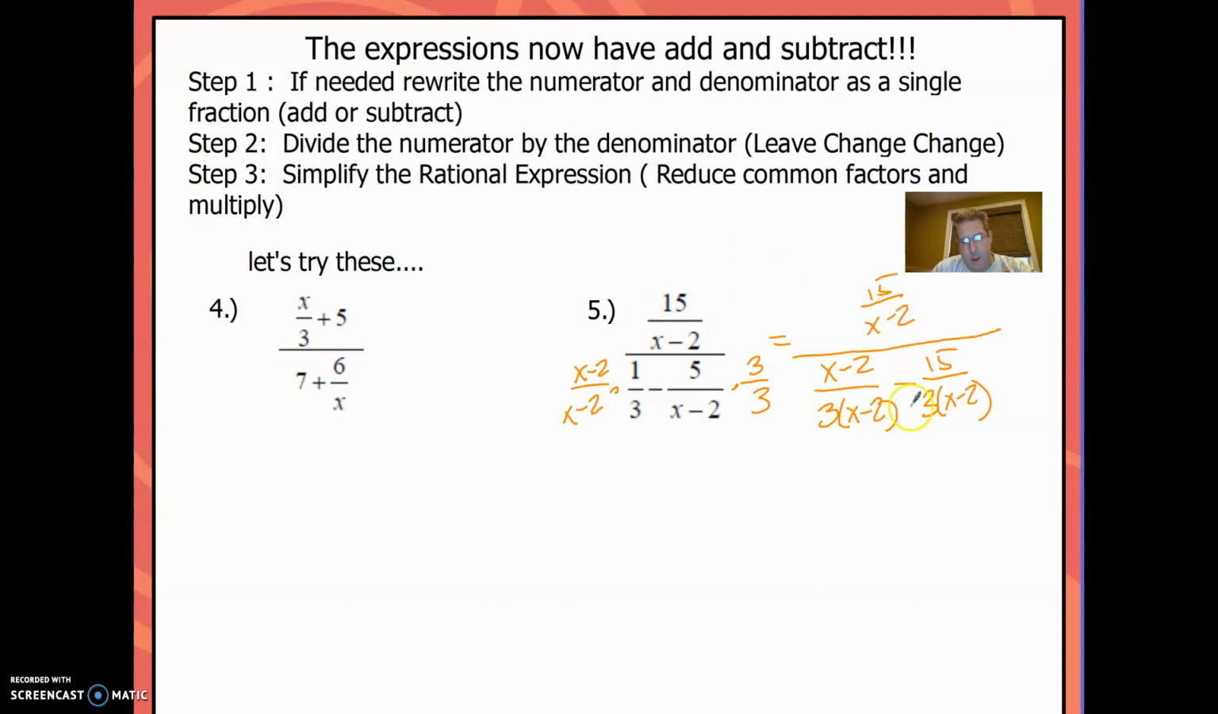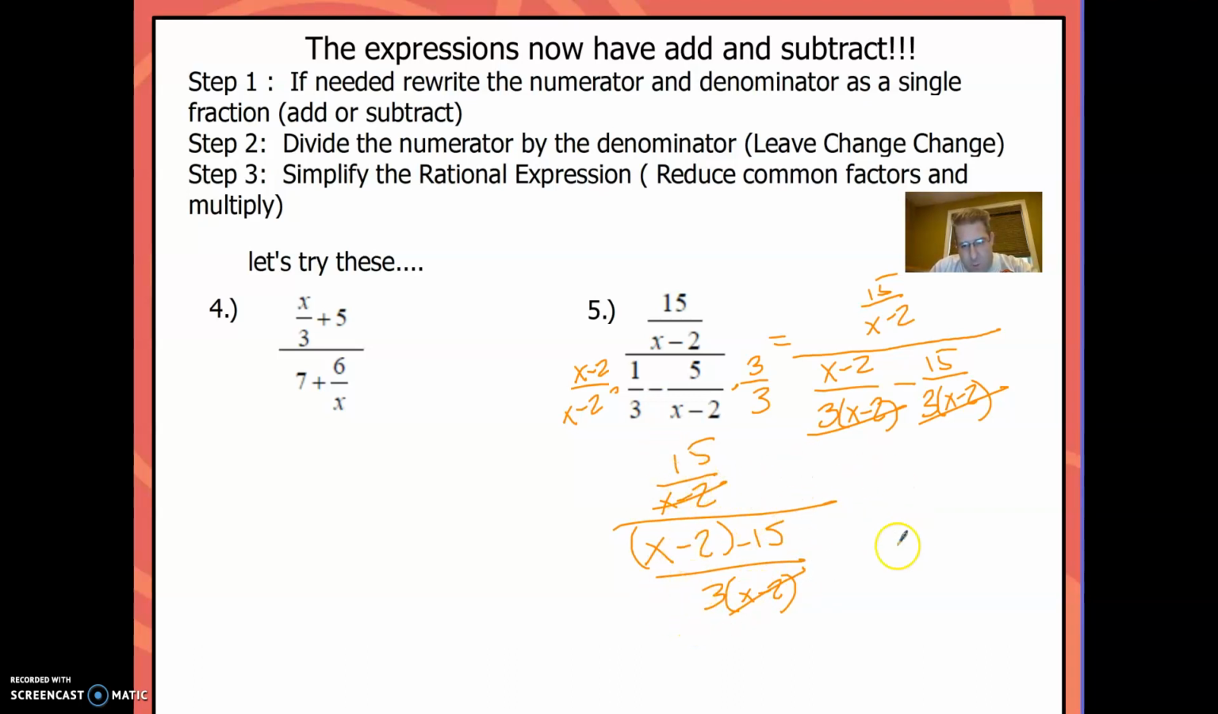Now I can simplify because both of these are going to get crossed out. So I'm left, I'm sorry, not crossed out. Let me take that back. So it's going to be this minus this. So it's x minus 2 minus 15 on top over 3 times x minus 2. And on top, it's still the 15 over x minus 2. Okay, so the x minus 2 gets crossed out. So we're left with this over 3.